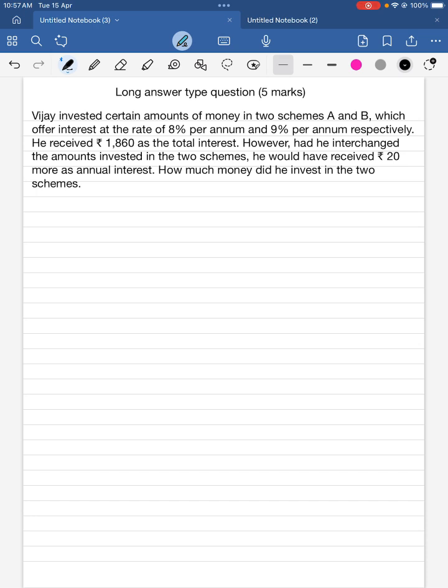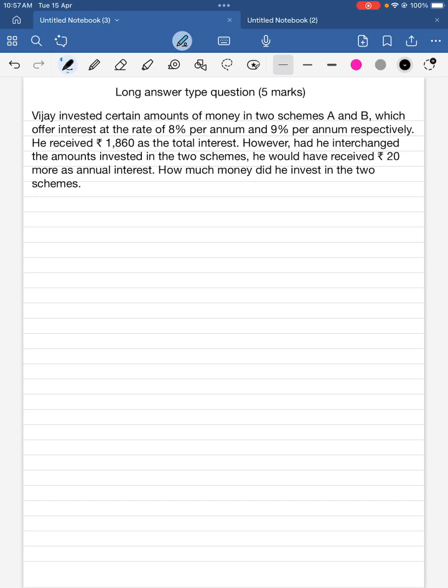Now, totally he received rupees 1860 as the total interest. However, had he interchanged the amounts invested in the two schemes, he would have received 20 rupees more as annual interest. How much money did he invest in the two schemes?